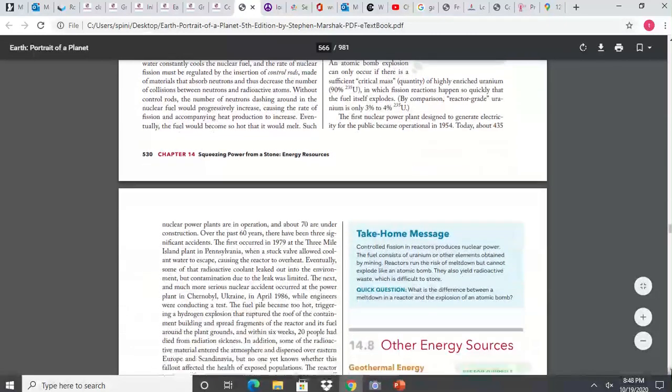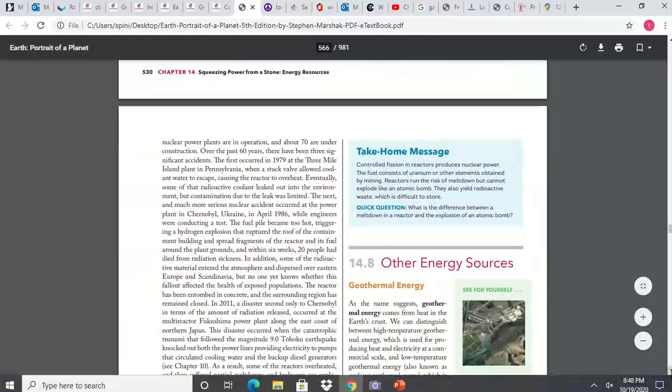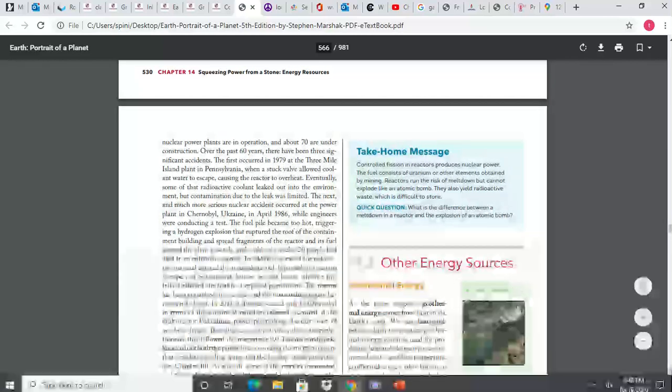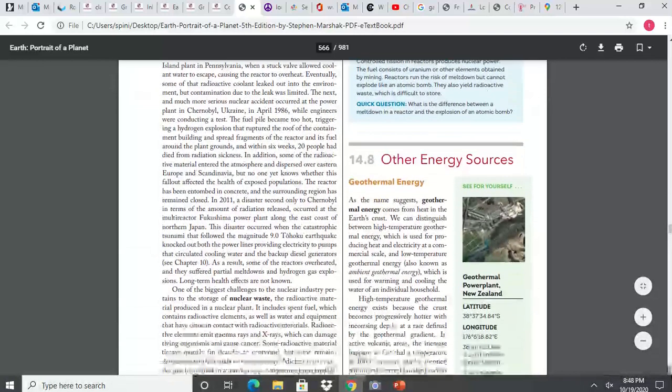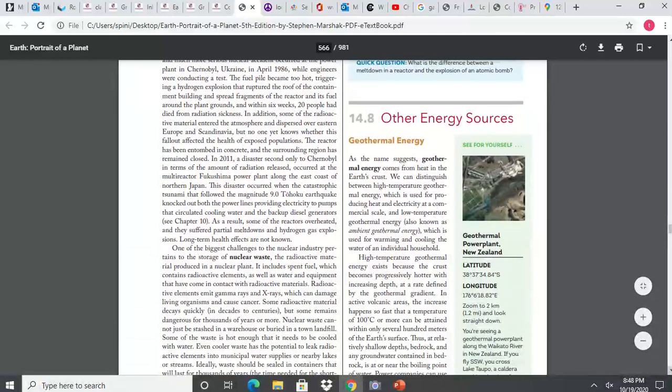But until then, nuclear power is, again, a non-renewable resource. You're using material from the earth. It has to be mined. It has to be processed, and so it's just not a renewable thing.